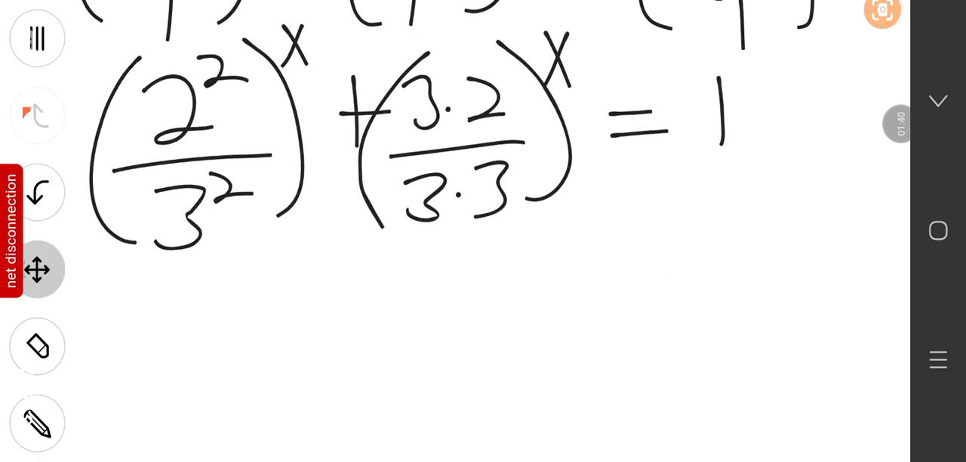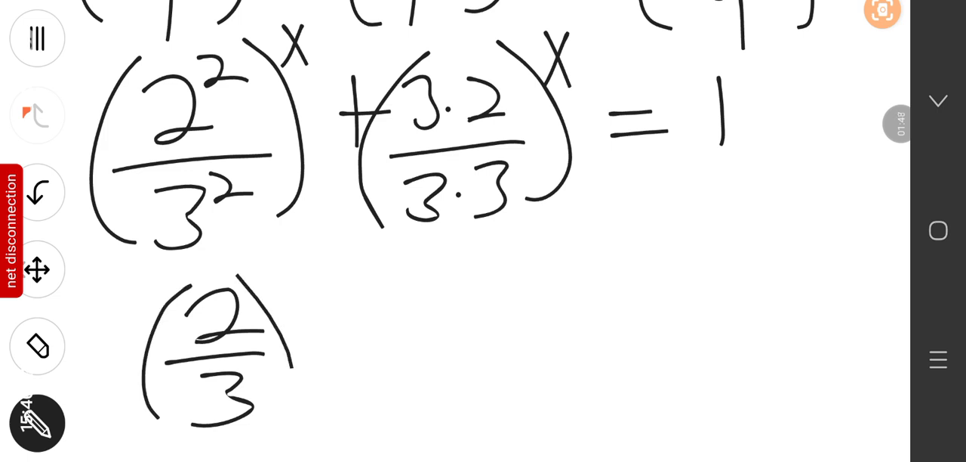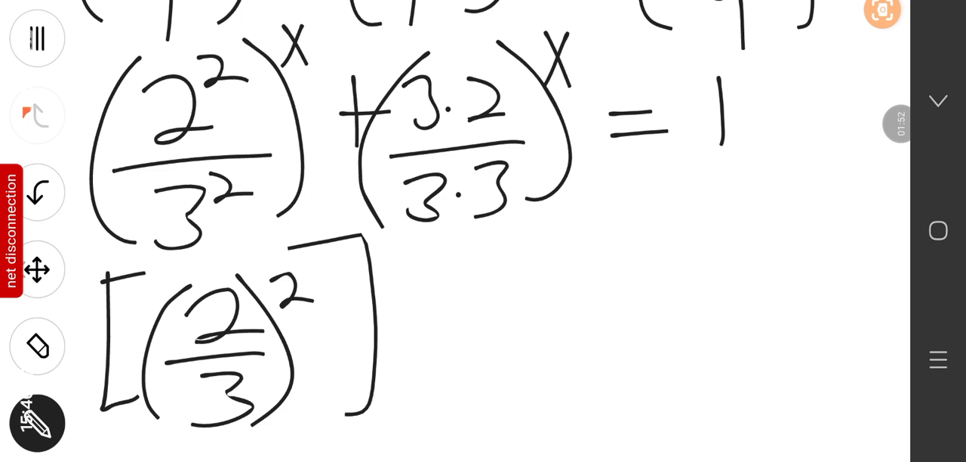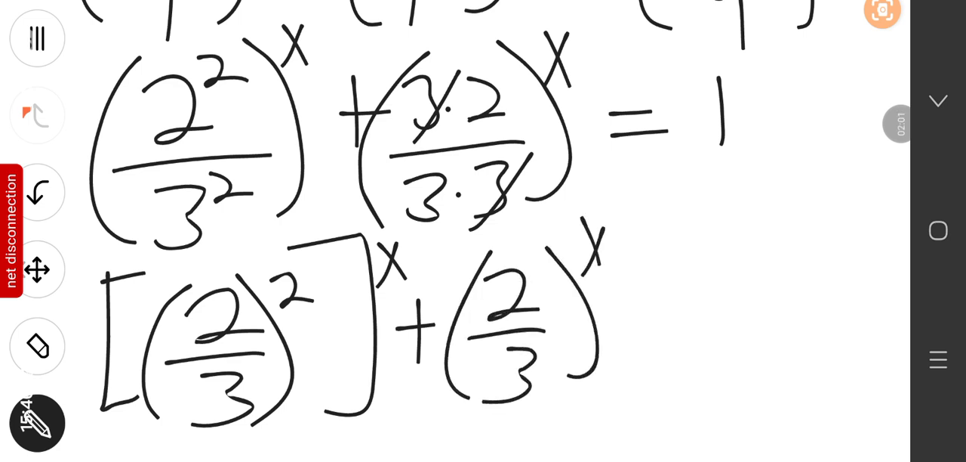Alright, so you're going to apply the quotient to a power rule here again, okay? So you're going to say 2 over 3, okay, exponent 2, and then here we have the exponent x plus, now this 3 will cancel this 3, so we have 2 over 3 exponent x equals 1.